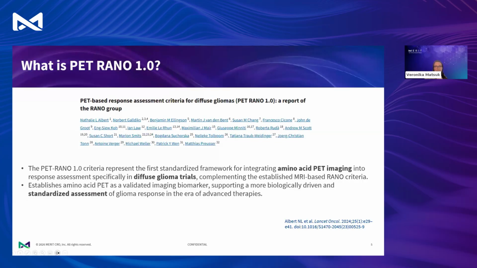And so what is PET RANO? PET RANO is the first formal effort to standardize these PET response assessments specifically for diffuse glioma trials. And this matters because amino-acid PET has been used for many years in neuro-oncology, but its use in trials has been limited by inconsistency, differences in acquisition, interpretation, lesion definitions, and response thresholds. And PET RANO can start to address that by giving us a shared framework and common terminology.